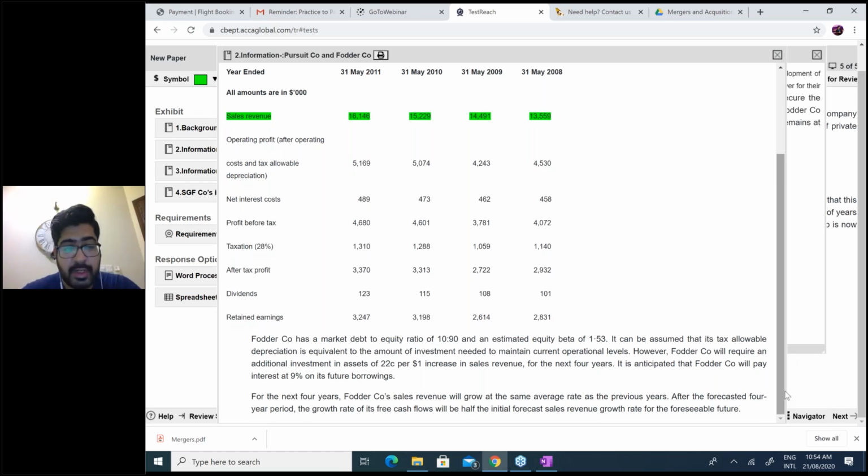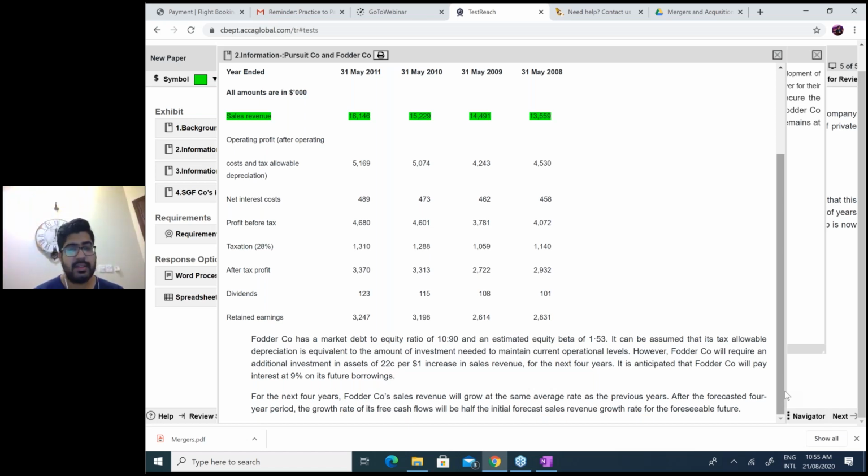Fodder has a debt to equity ratio of 10-90% and an equity beta of 1.53. It can be assumed TAD is equal to the amount of investment needed to maintain operational levels. I told you the amount of investment needed to maintain operational levels is working capital. So TAD is equal to working capital. However, Fodder will require additional investment in assets of 22 cents per dollar when increasing revenue for the next 4 years. It is anticipated Fodder will pay interest at 9%.